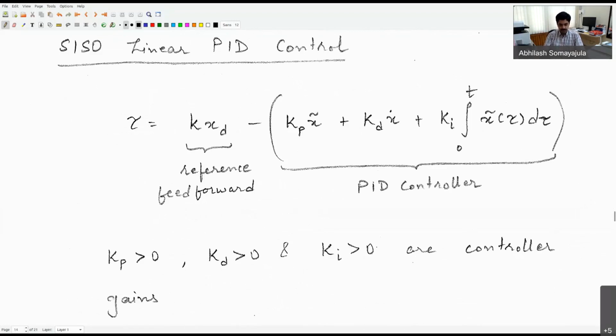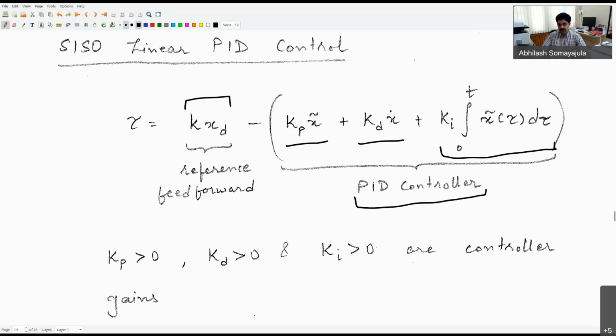We have seen this before, that in the case of a linear PID control, the control input is going to be some proportional part times the error, some derivative times the derivative, and integral times the integral of the error. So that is the PID controller part. But you'll also typically see that there is an added component k times xd, which is added to your control law, which is called your reference feed forward.